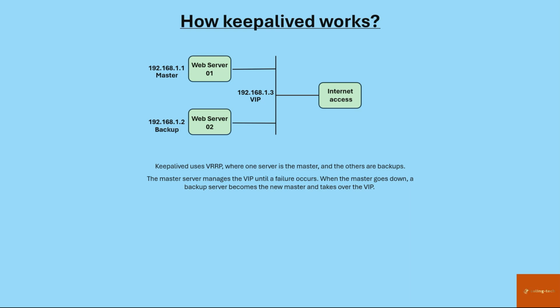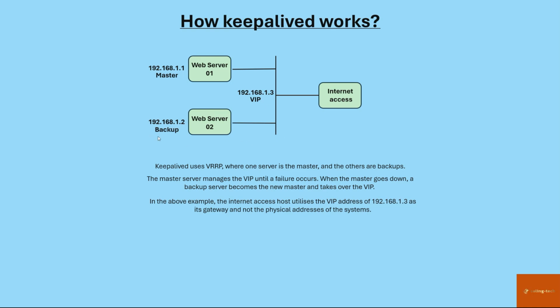Now, when the master goes down, the backup server becomes the new master and takes over the VIP. From the perspective of the internet access host, it will utilize the VIP address of 192.168.1.3 as its gateway, not the physical addresses of the systems. Because look, if it uses 192.168.1.1, the master web server 01, and that goes down, well, then it is not part of this VRRP installation or configuration. So therefore, it won't automatically switch to the backup.